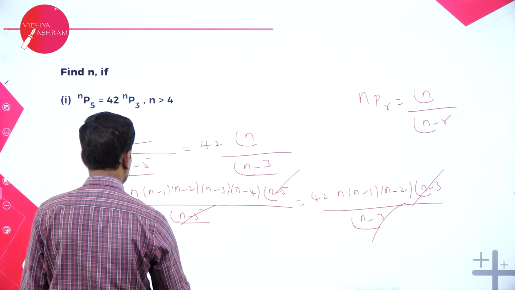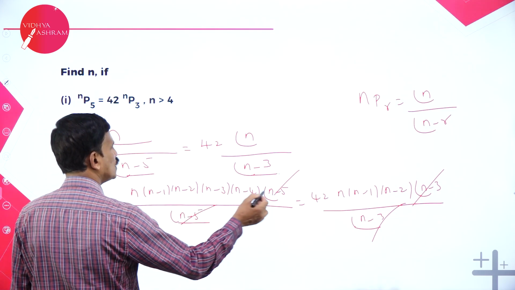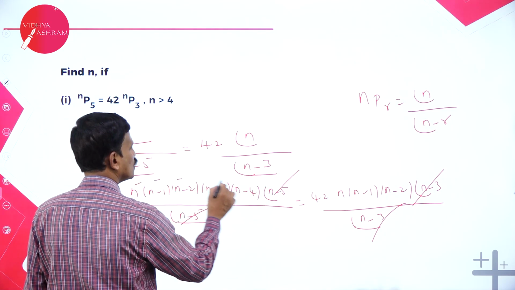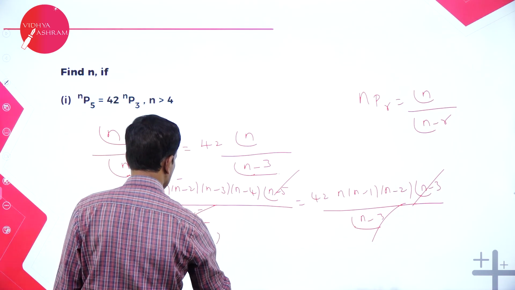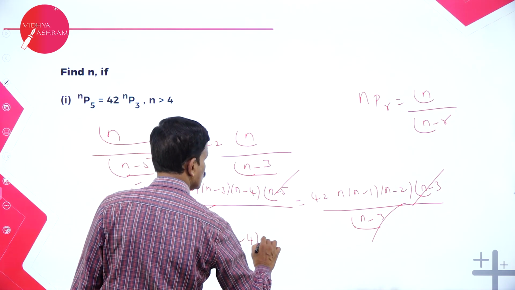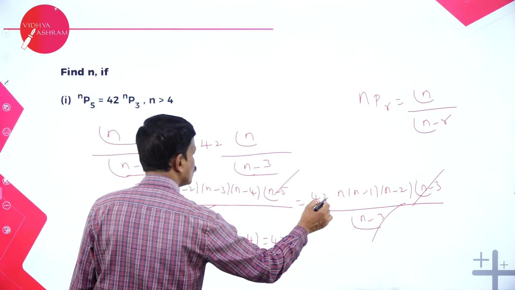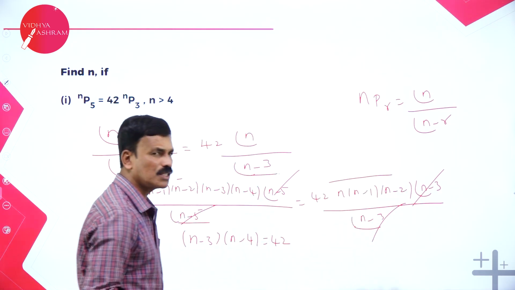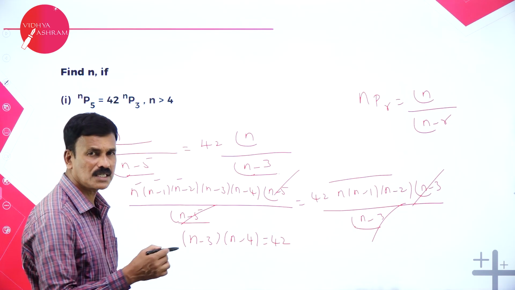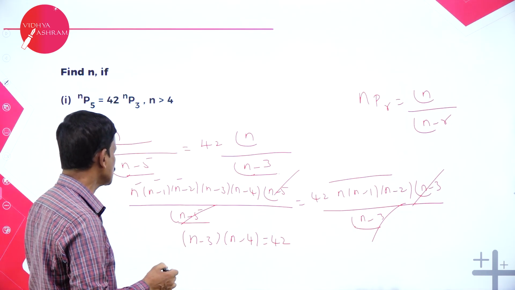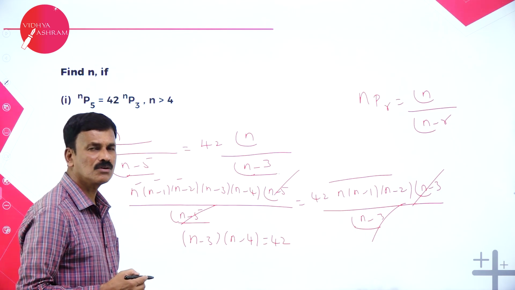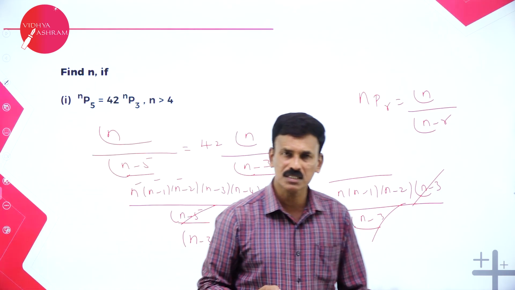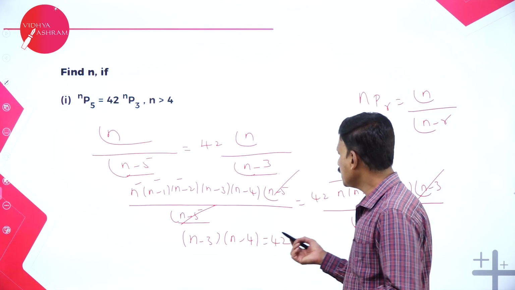What do we have on the left hand side and right hand side? n into (n minus 1), (n minus 2) gets cancelled on both sides. Just we have (n minus 3) into (n minus 4) is equal to 42. So what is left over is (n minus 3) into (n minus 4) is equal to 42. Simplify this. That's it. Now this can be solved by any method.